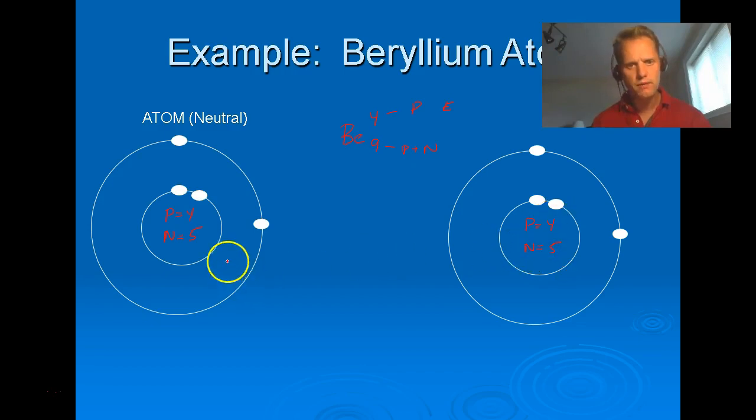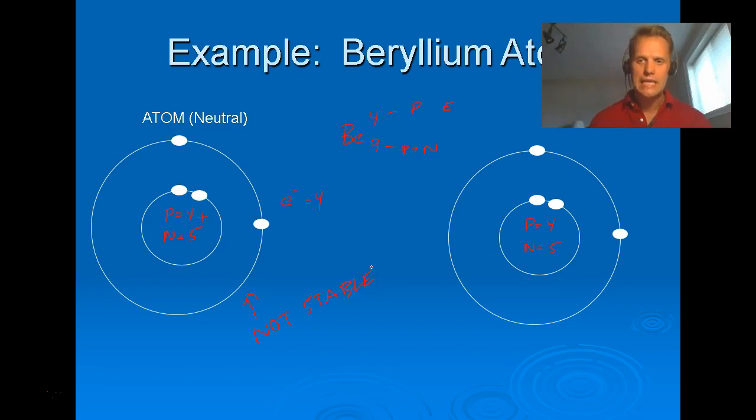Is this neutral right now? Well, yeah, it is, because it says right here it's neutral. It's neutral because you have the same amount of protons as electrons. They're equal. Is it stable? No. It's not stable. Why is it not stable? It's not stable because it does not have a full shell.